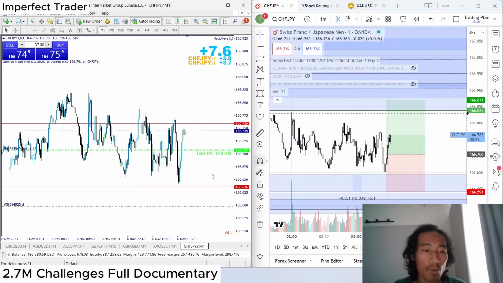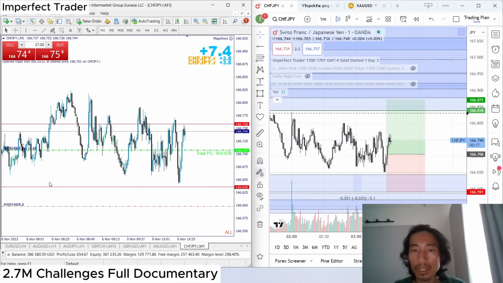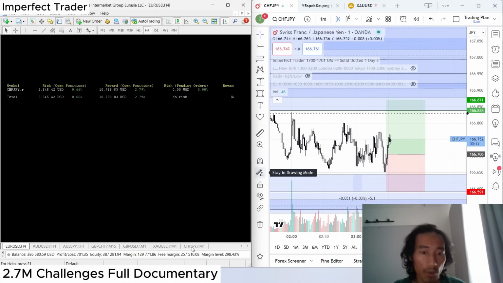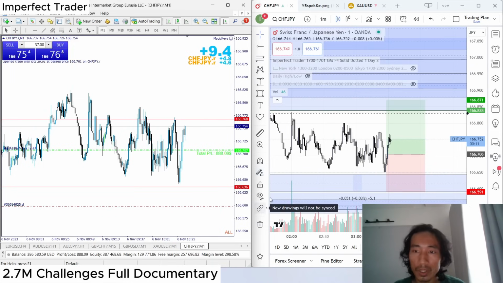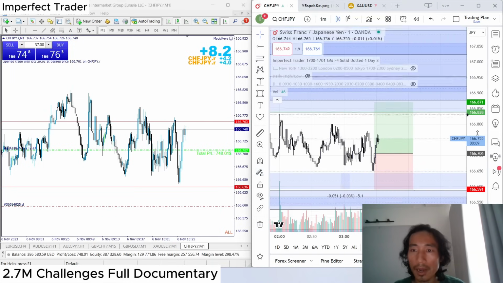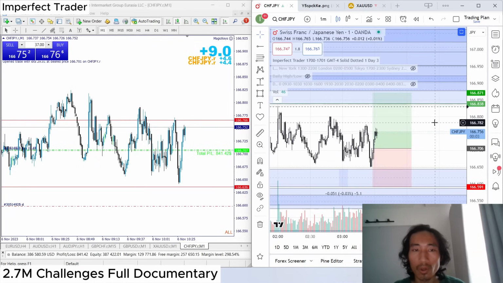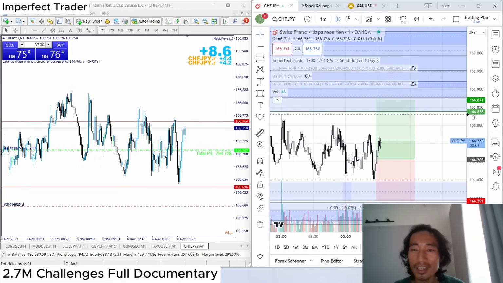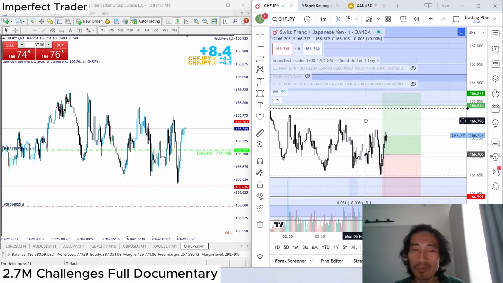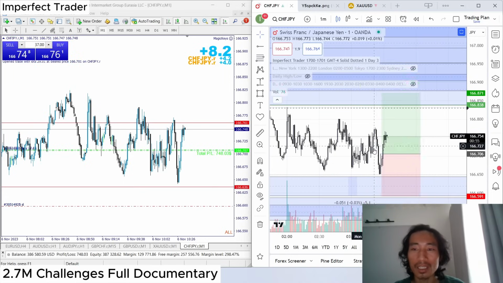I think there's something wrong with the loss side. I calculated the risk as around 1%, but the total risk exposure is not really 1%. It's just 0.5. When you do everything so quickly, there's room for mistakes. So let's see if we can get this trade in profit first.